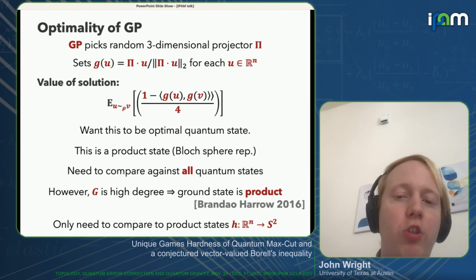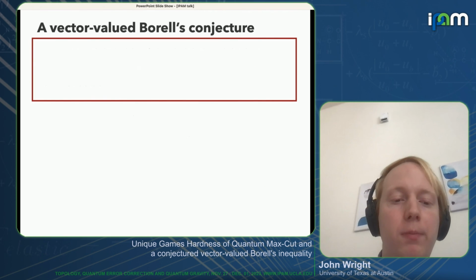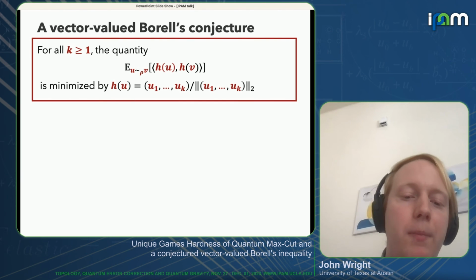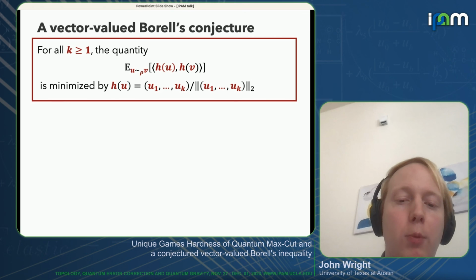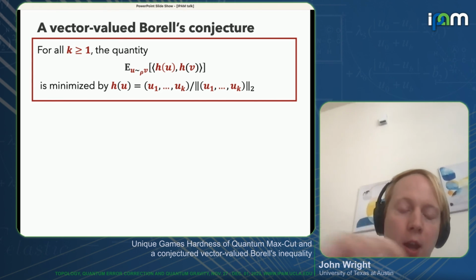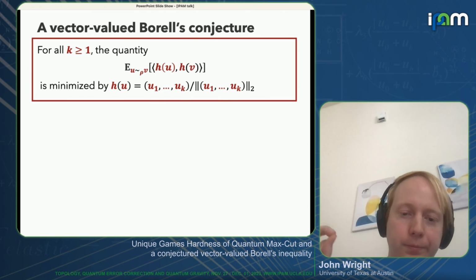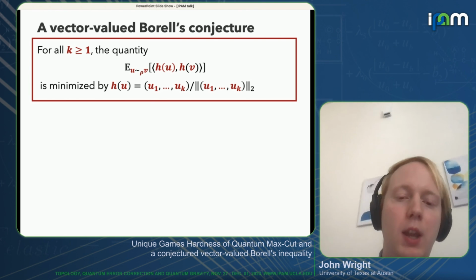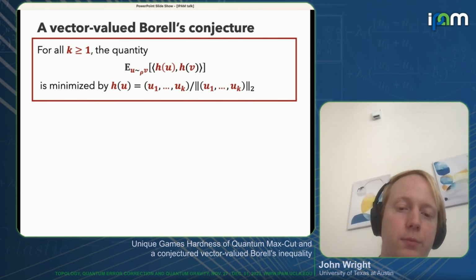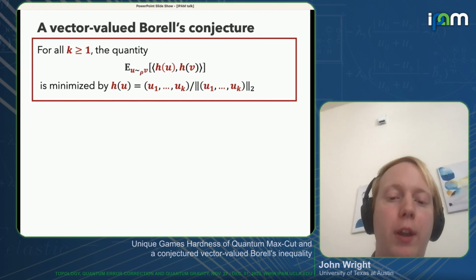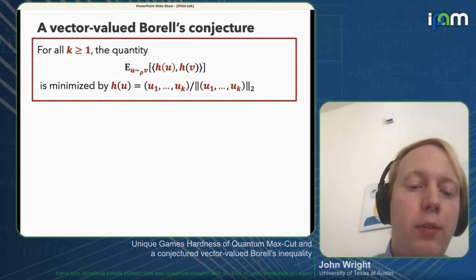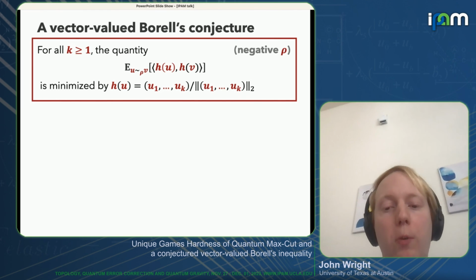So this motivates this conjecture that we made, the vector-valued Borell's conjecture, which states that for all k greater than or equal to 1, the expectation over u, v of the inner product of h(u) and h(v) is minimized whenever h just outputs the first k coordinates and normalizes them. And this is basically equivalent to the statement that Gribling-Perec outputs the optimal solution on the Gaussian graph. Again, this is a negative rho version of the statement. There's an analogous version when rho is positive.